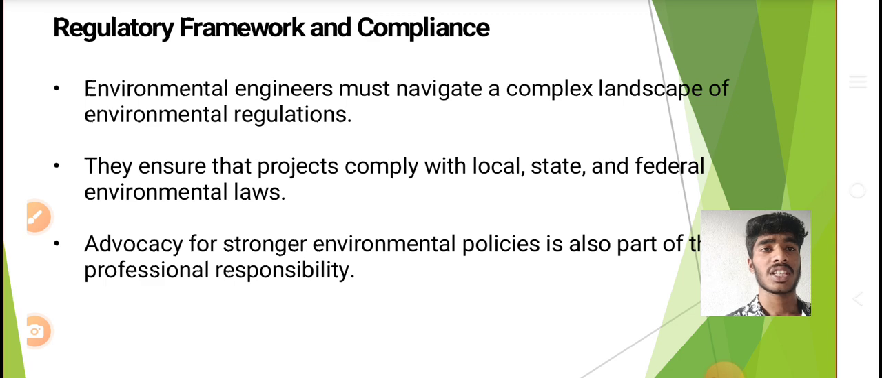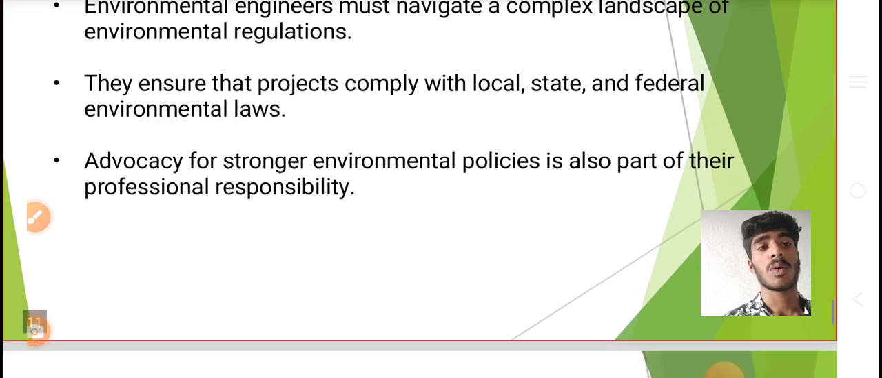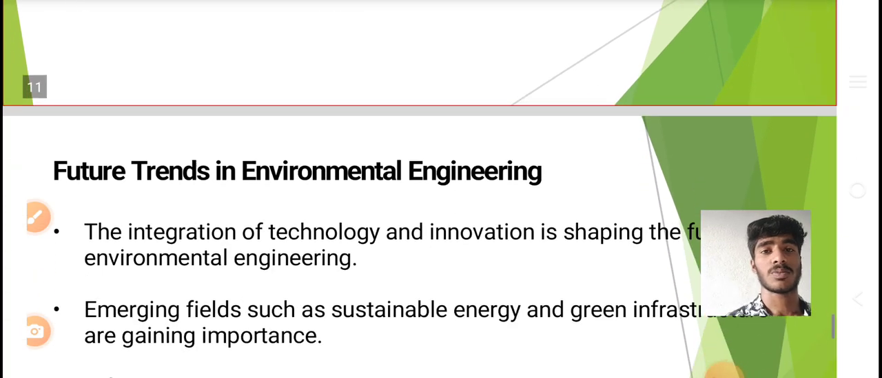Environmental engineers must navigate a complex landscape of environmental regulation. They ensure that projects comply with local, state, or federal environmental laws. Advising on environmental policy is also part of their professional responsibility.